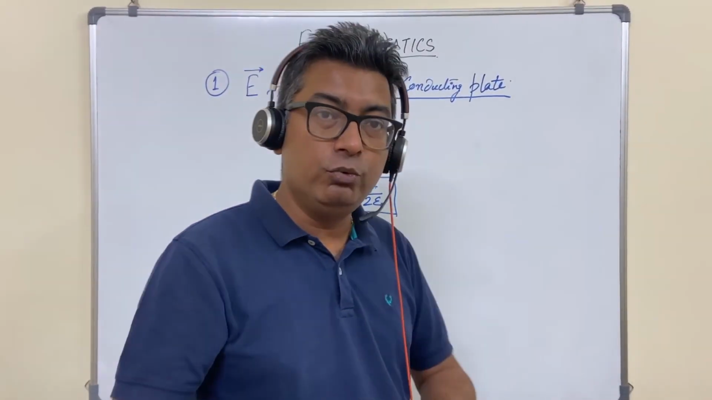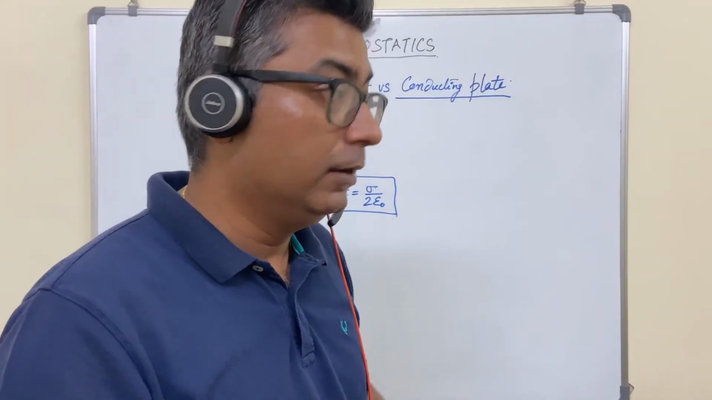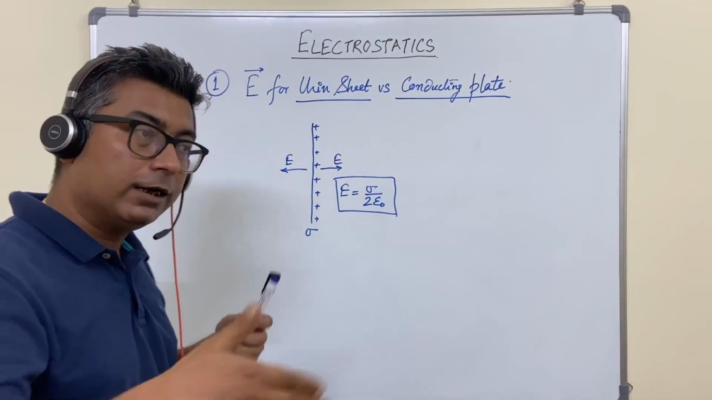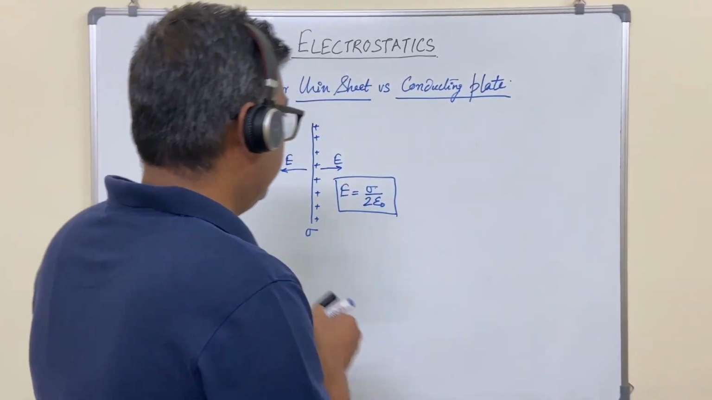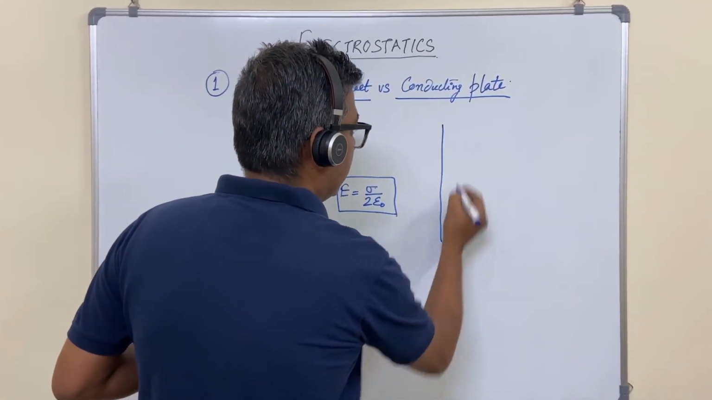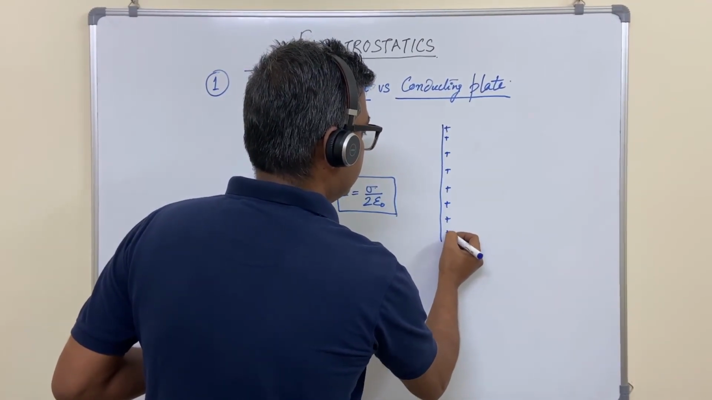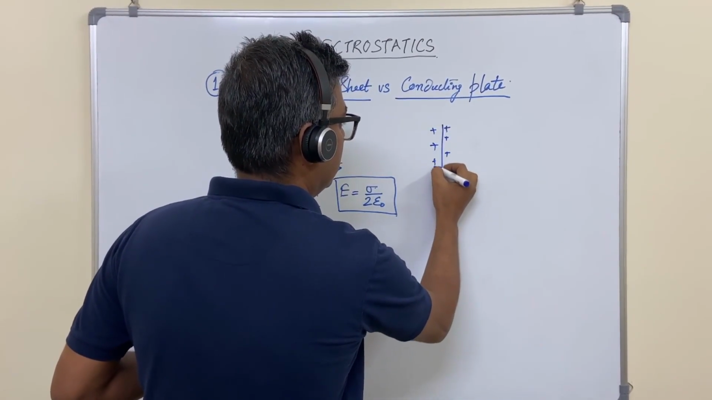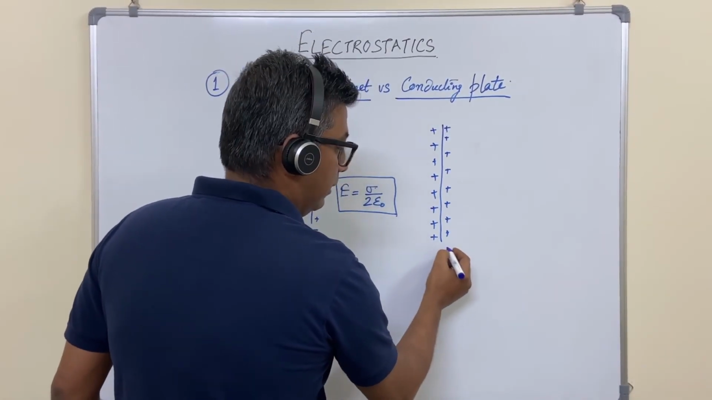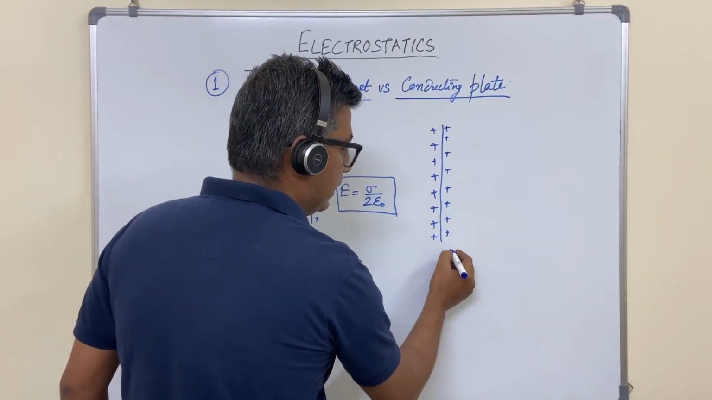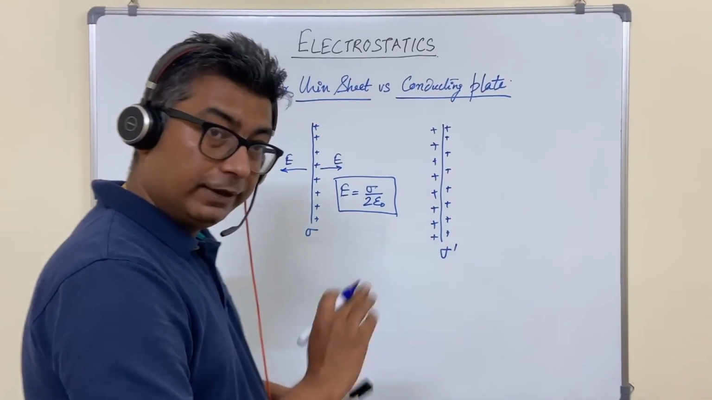So if you try to read some of the advanced books like Resnick Halliday or Griffiths, there you will figure out that whenever they mention a conducting sheet, actually they consider a sheet which has charges on both sides. And let's say here the surface charge density is, let's say, sigma prime. Okay, how is it different?